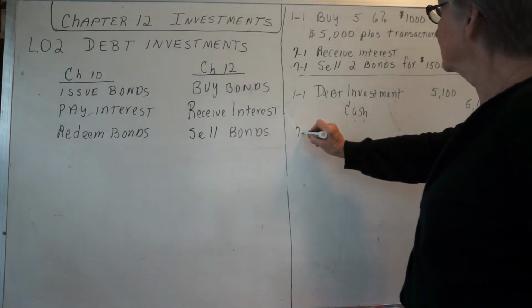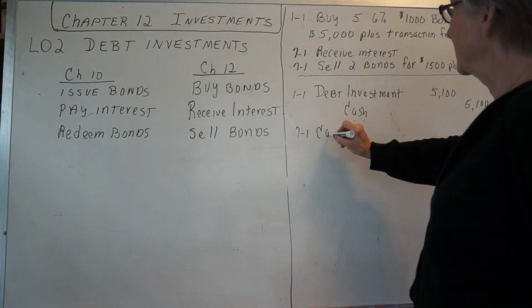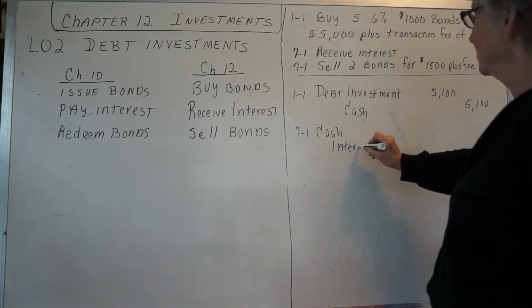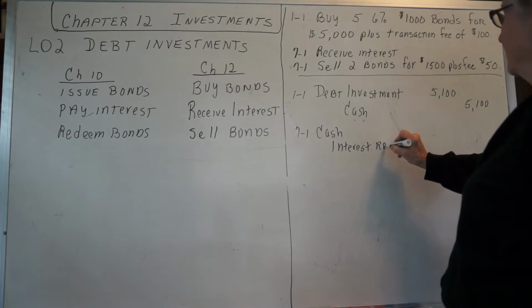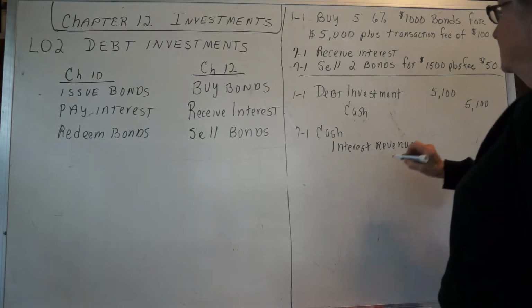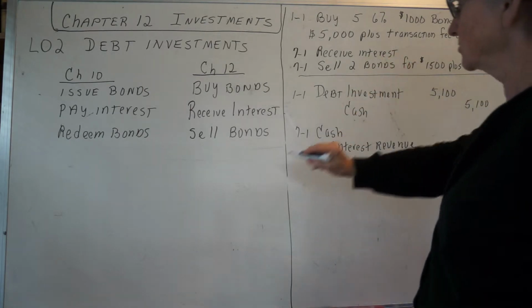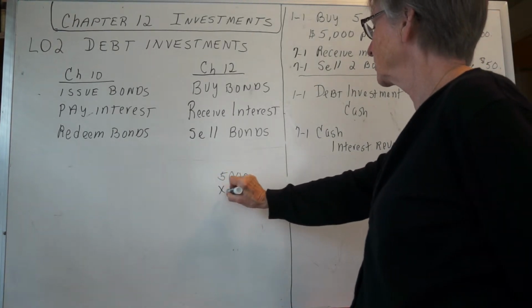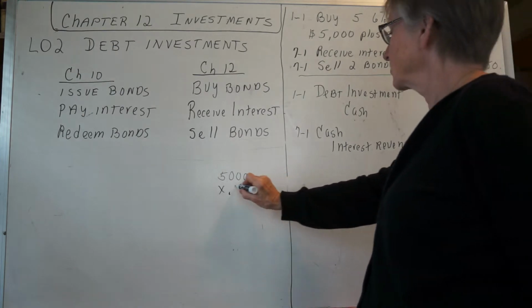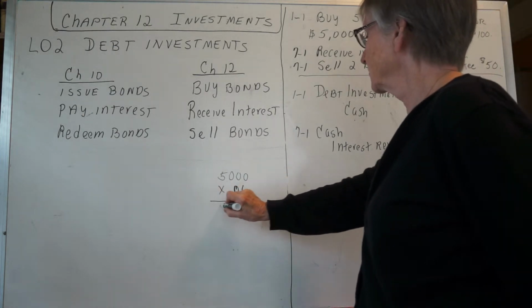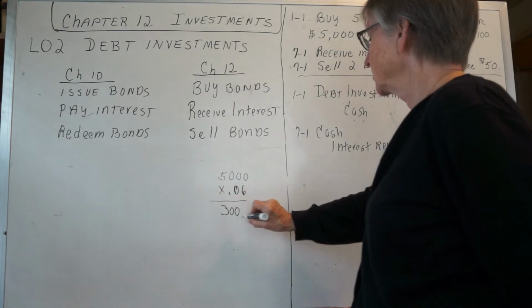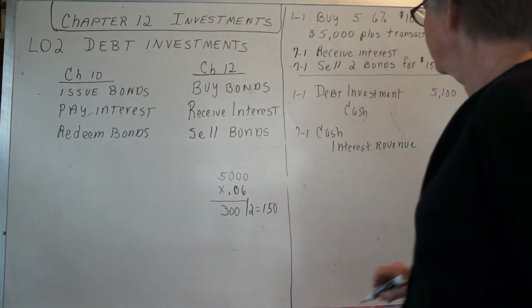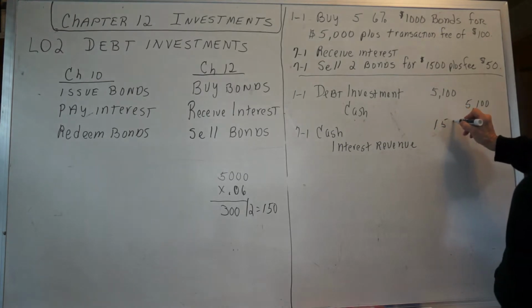On 7-1, we receive interest. So we're going to be getting an interest check, we get cash, and we're going to book interest revenue. And how much are we going to book? Well, it's going to be the face value of the bond, the $5,000 face, and this is just how we computed it before, times the stated interest rate of 6%, would give us $300 annual interest, but it's over 2 payments, so $150 is our amount.